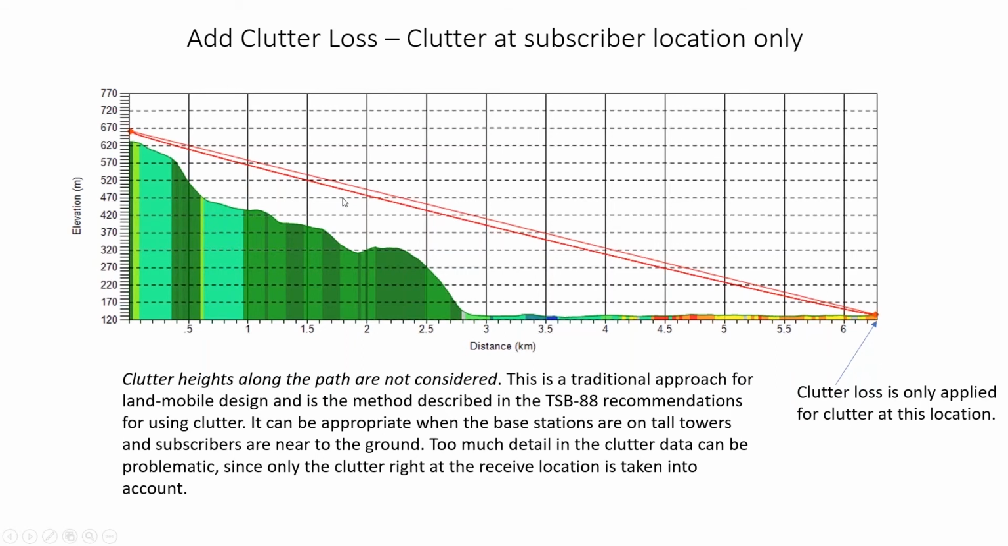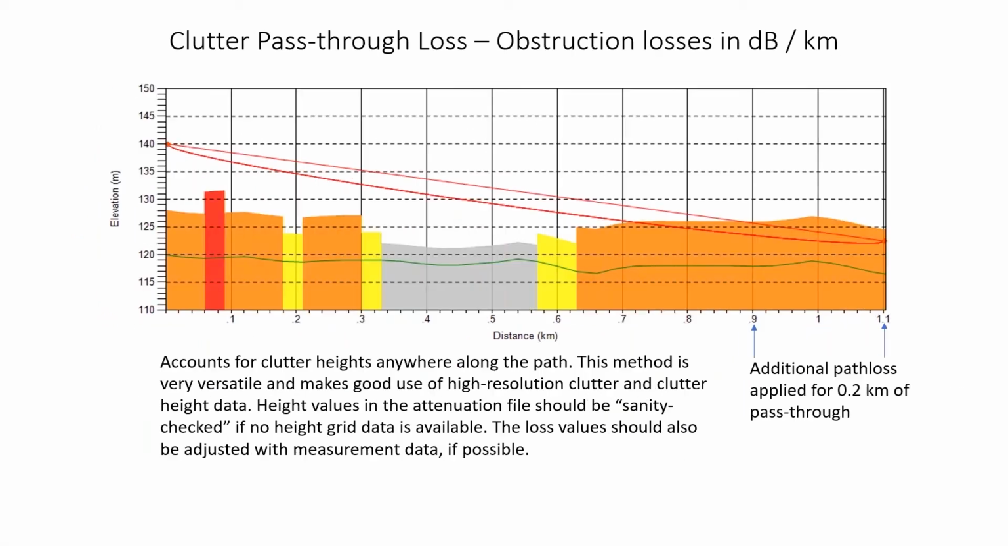If I'm doing any kind of fixed design, this approach is probably inappropriate, because in a fixed network, my subscribers are usually going to be located in some situation where they're not buried down in the clutter. They'll be up on a utility pole or something of that type. And in those cases, it's clutter along the entire propagation path that we're interested in. So we've got two options.